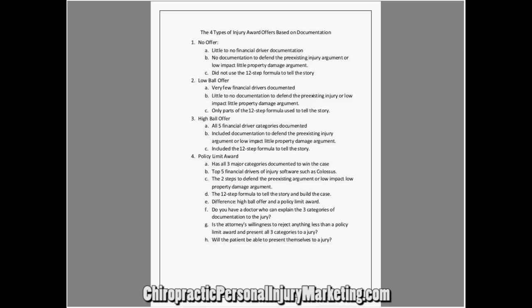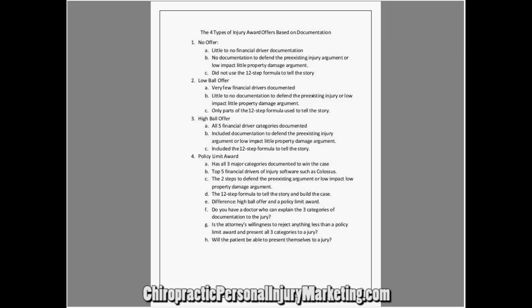So the 4 types of injury award offers based on the doctor's documentation. In short, there's the no offer, the lowball offer, the highball offer, and a policy limit award. And all I did, this is very simple. All I did is I just took the 3 categories to support the injury award. So I took the top 5 financial drivers. Okay, how many of those do we have? The 4 categories to defend the case, and the 12 steps to tell the story. Okay, that's all I did.